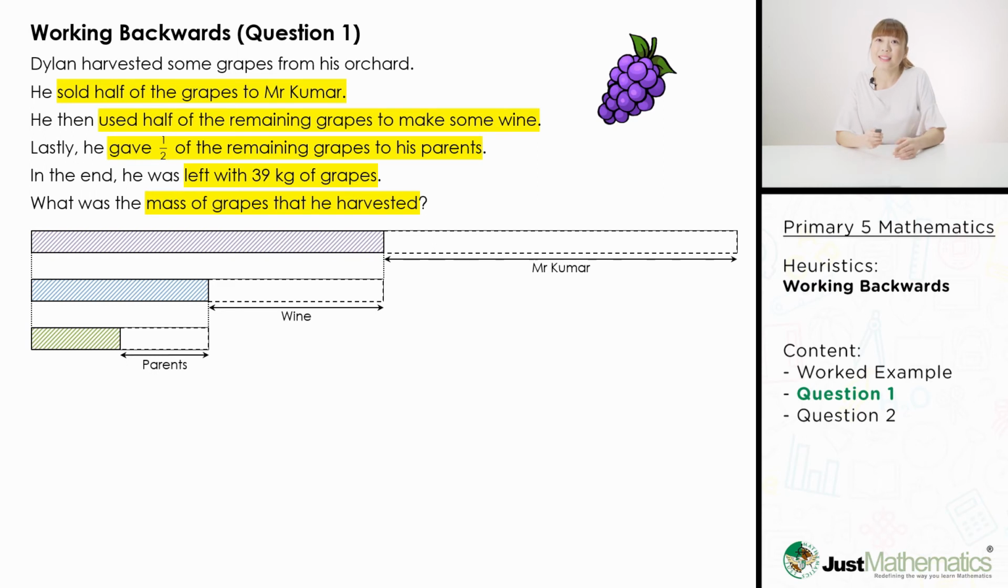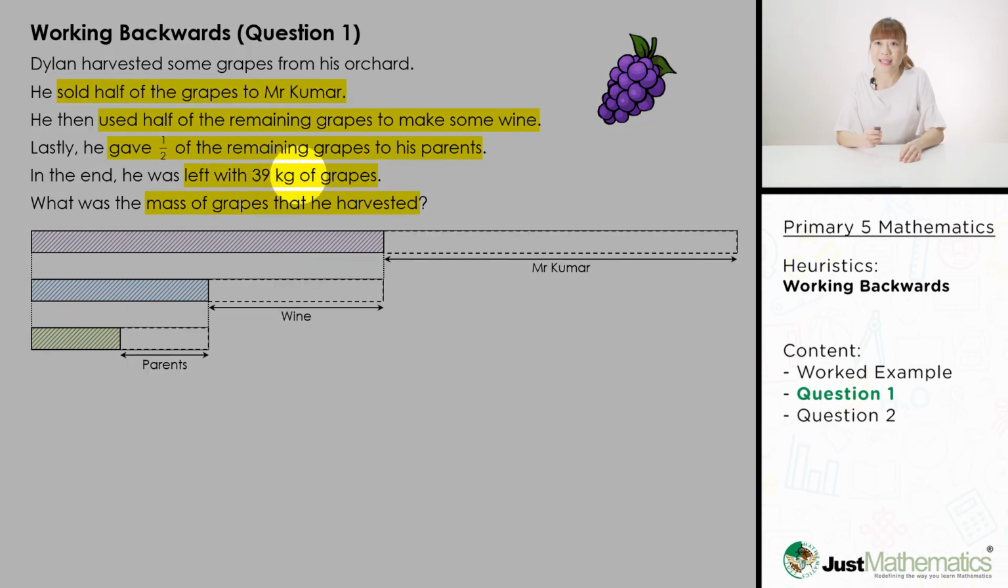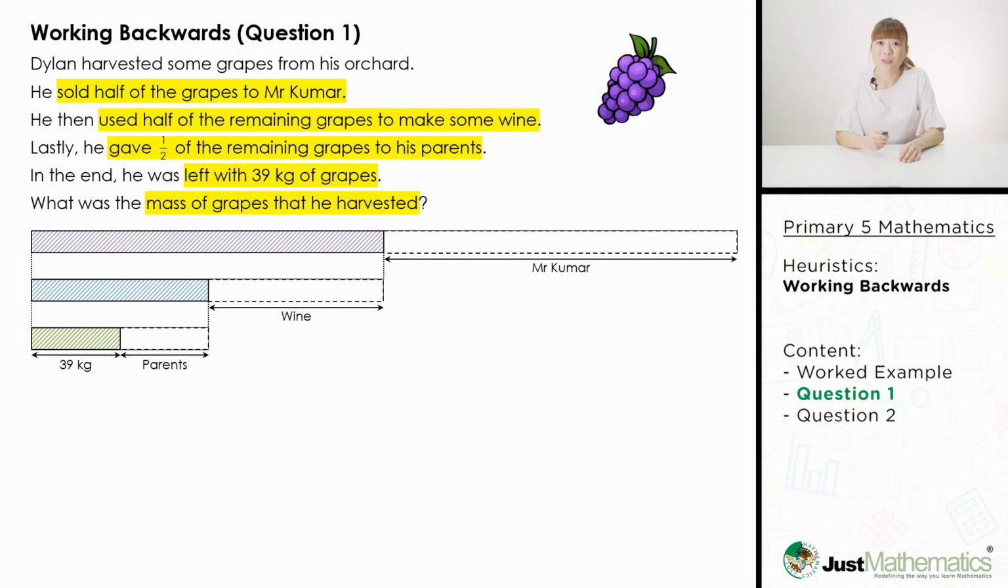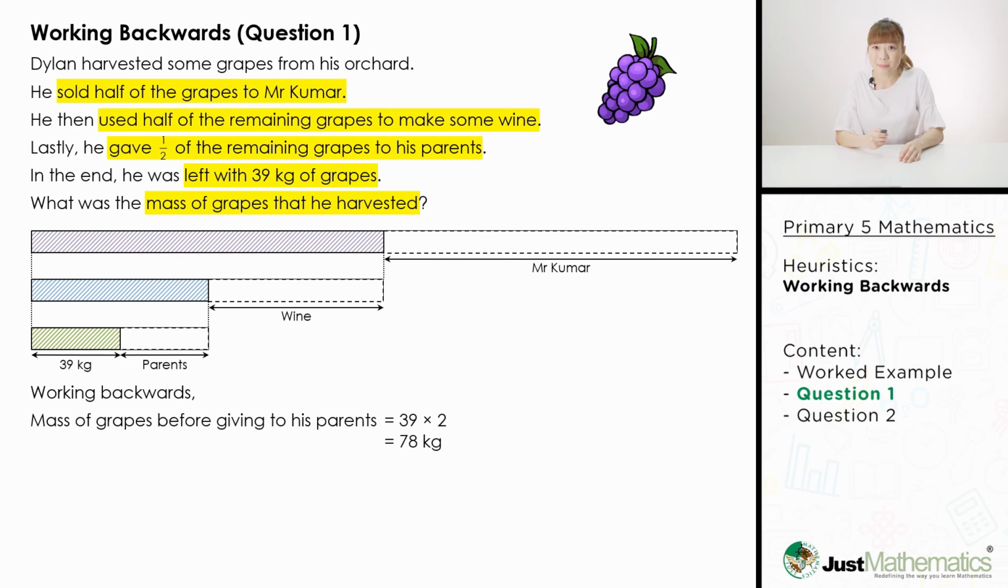In the end, Dylan was left with 39 kg of grapes. So, 1 part refers to 39 kg. Working backwards, mass of grapes before giving to his parents is equal to 39 times 2 equals 78 kg. We have found out 2 parts in the third model, which is equal to 1 part in the second model.